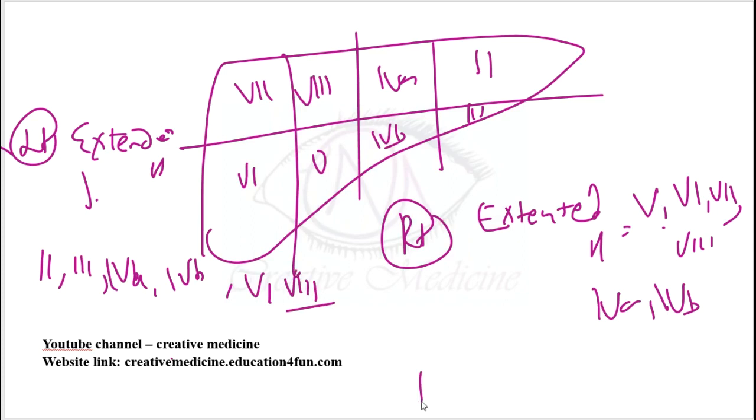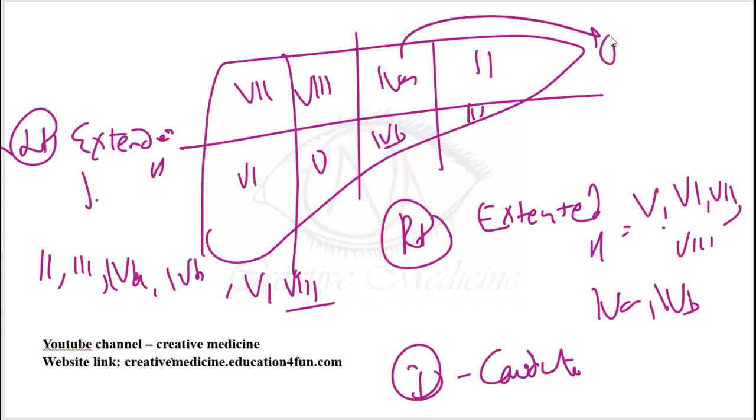Okay, and segment 1 is called the caudate lobe, whereas segment 4, which is present here, is called the quadrate lobe.